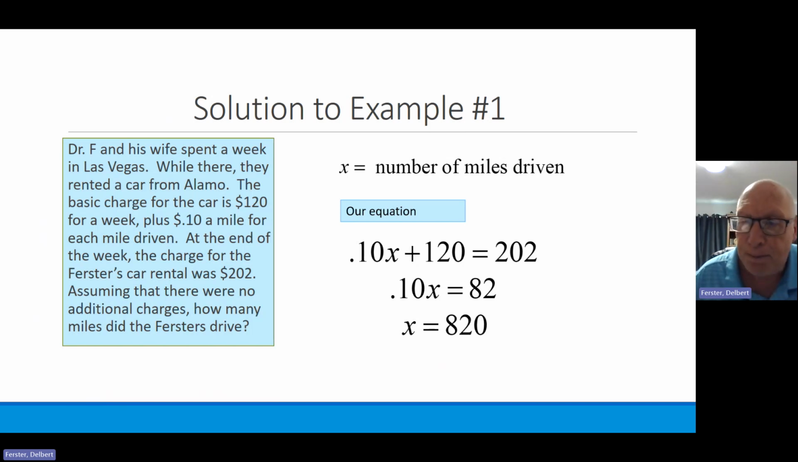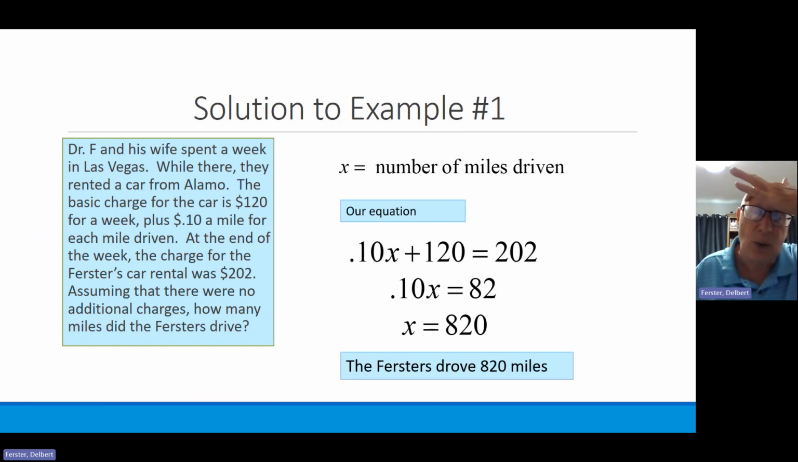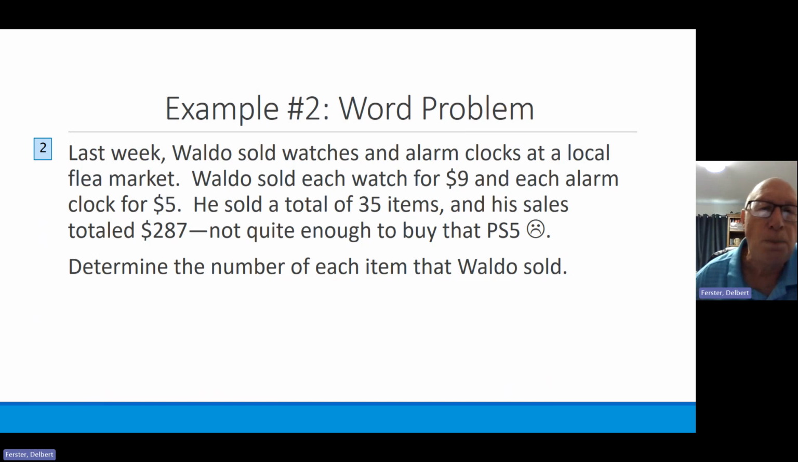We could check it. All right, a lot of times people do. It makes you feel better. Again, I'm a typical egotistical solver. I did it. It's right. So the Firsters drove 820 miles, and that would be the number of miles driven that would get us a cost of 202.